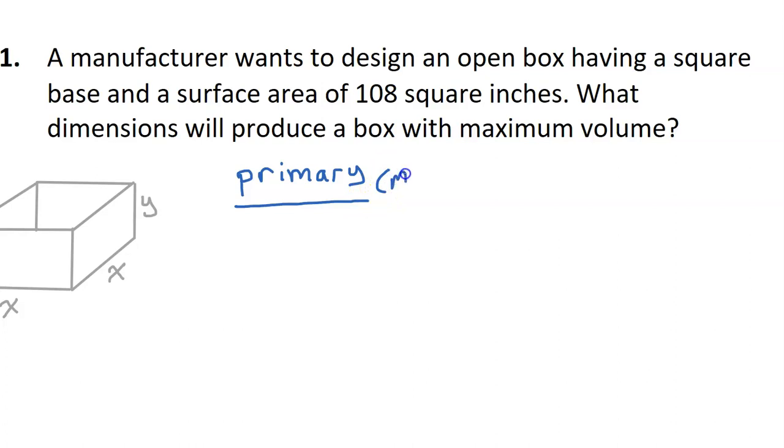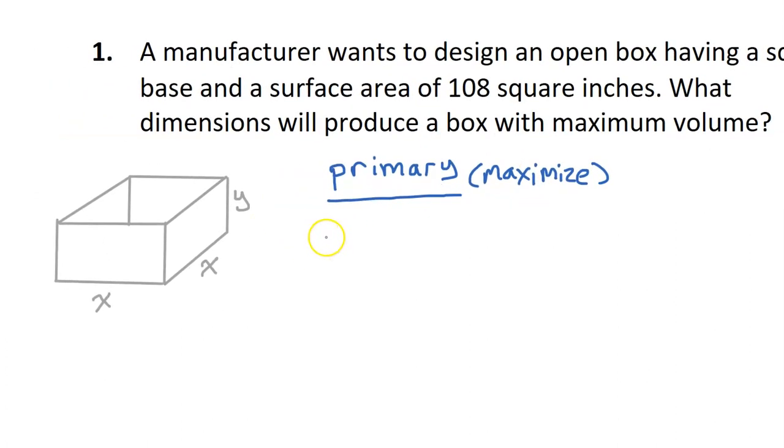So we are trying to maximize the volume. That means that the primary equation needs to be a volume equation. We know that volume is length times width times height. So in this case, the volume will be x times x times y. But of course, I'm going to write x squared y instead. So we know that the volume will be x squared times y.